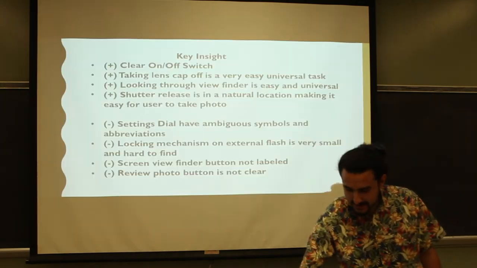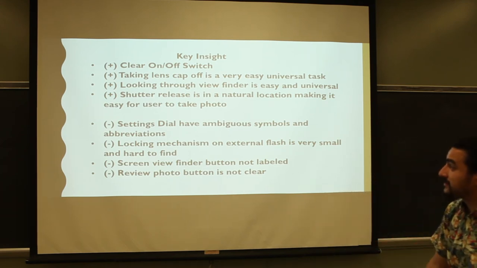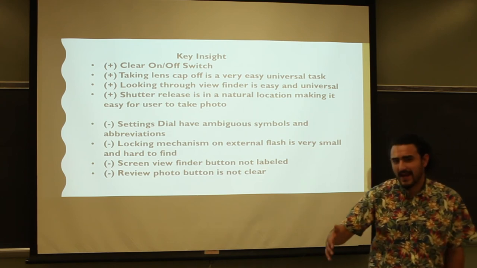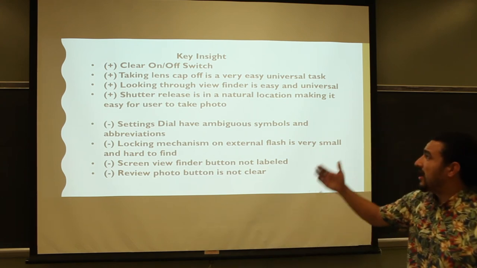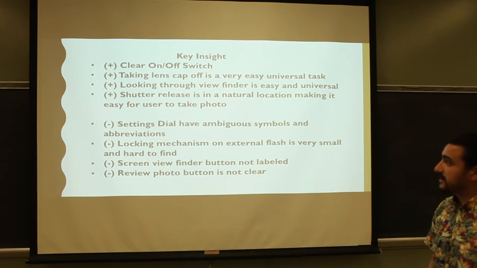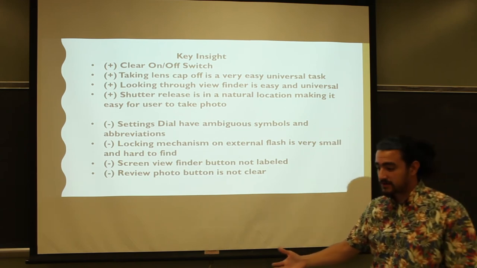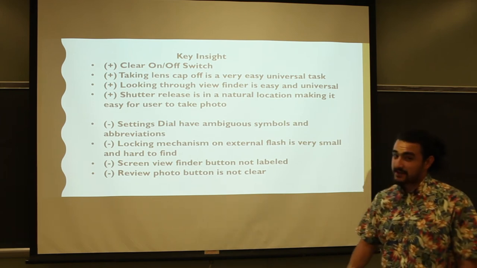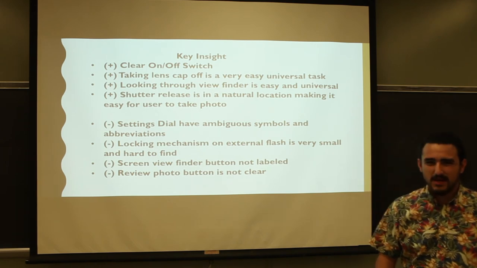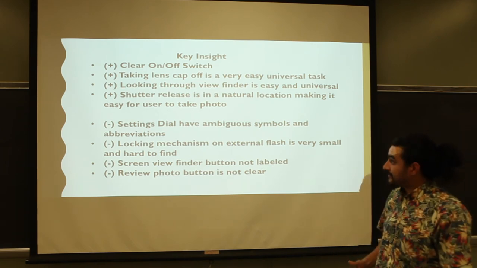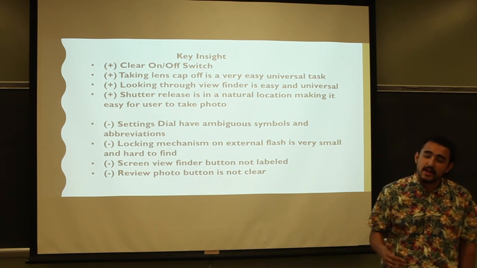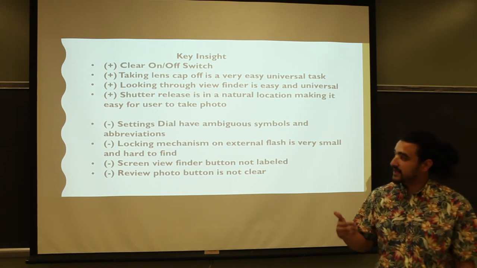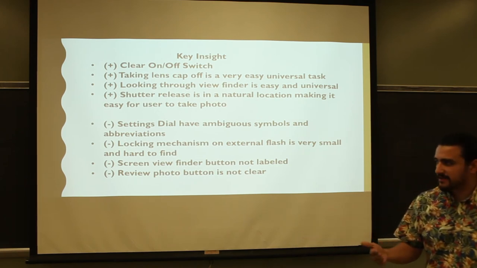Here are some key insights. So some positives to this camera, which I was actually very surprised with, and I really enjoyed it, because it made me realize that people can't just pick up a camera and go shoot. So the on and off button was very clear. People found that very easy. Taking the lens cap off was also another very easy task for our participants. Looking through the viewfinder is another easy and universal task because all of the cameras have the same mechanisms of looking through a viewfinder. And the shutter release, or the photo button, is also a very good thing because of its location. And it's a very big button. It's the biggest button on the camera. So that makes it very easy to find.